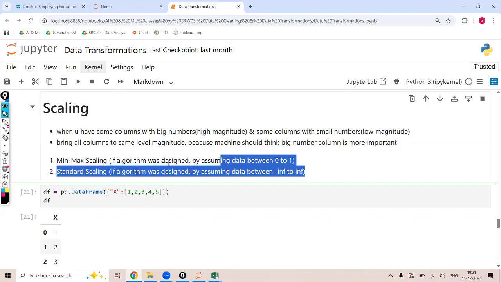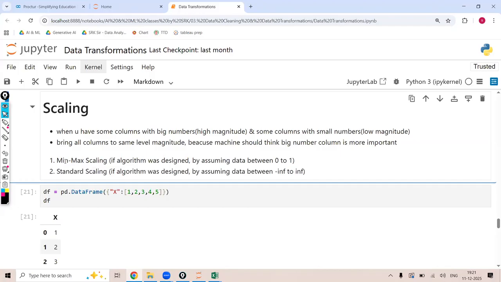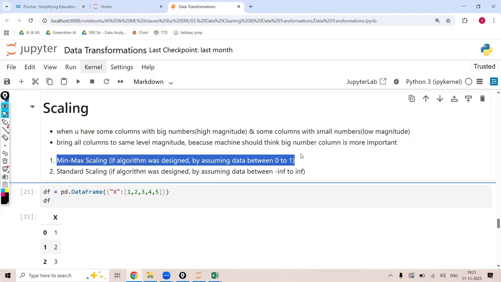Most of the 90% of the algorithms are minus infinity to plus infinity only. One or two algorithms are there between 0 to 1. Sir, how can we know? That is the reason for every algorithm some theory will be there. While learning, we have to understand the theory behind that. Earlier, I told you the bike example, right?